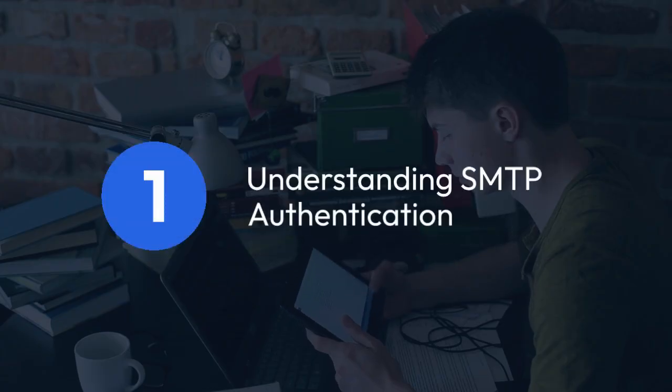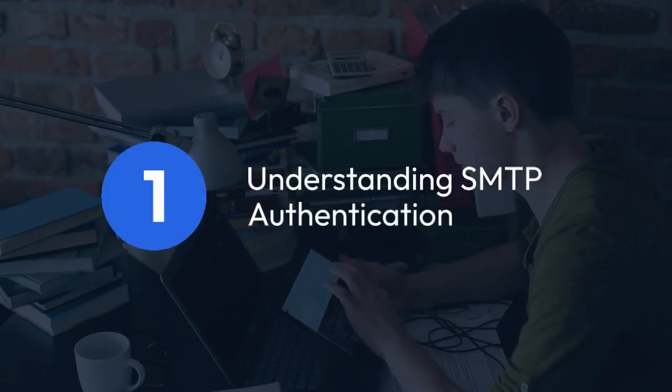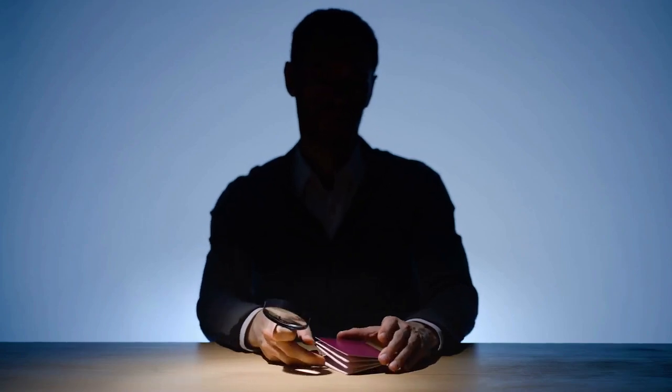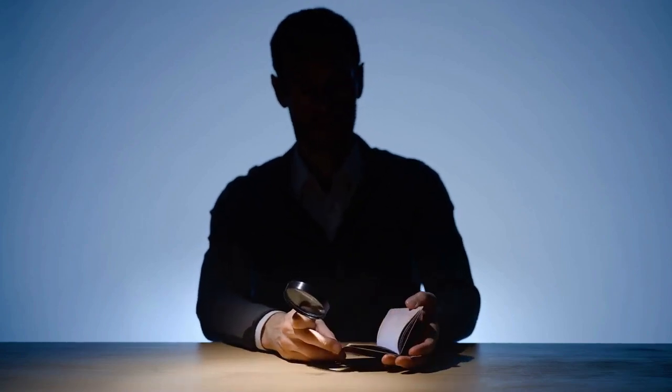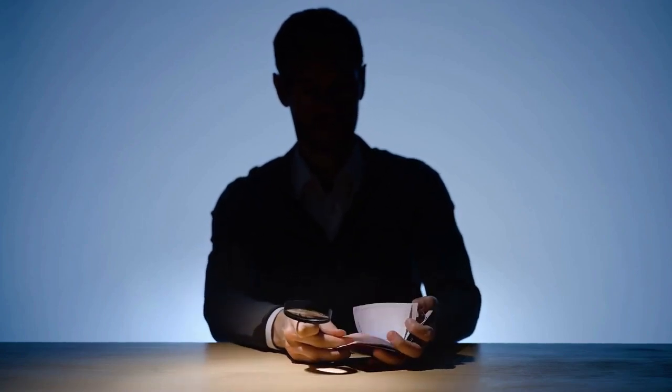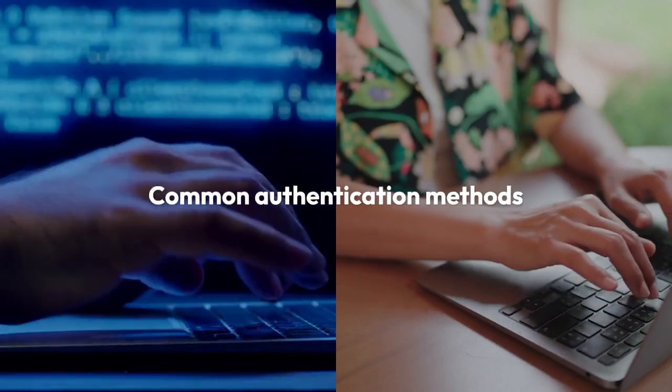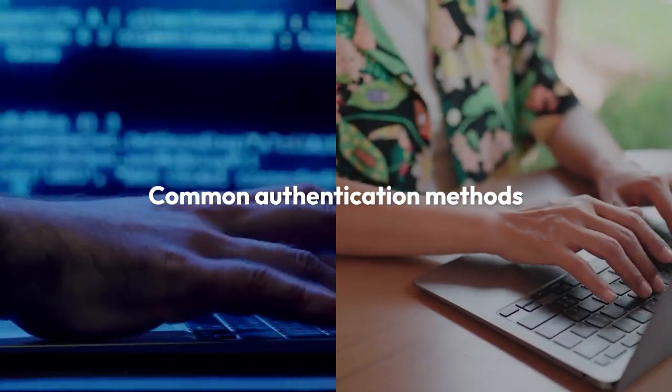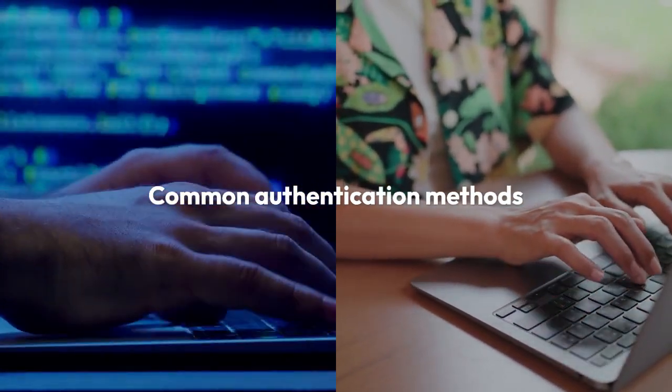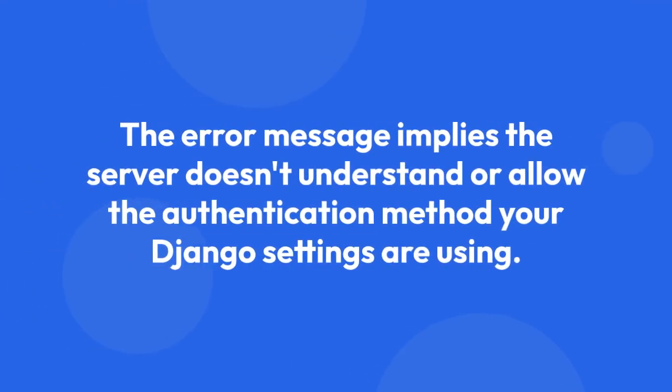1. Understanding SMTP authentication. SMTP, or Simple Mail Transfer Protocol, is the standard protocol for sending emails. Authentication is crucial for security. It verifies your application's identity to prevent unauthorized email sending. Common authentication methods include login, plain, and CRAM-MD5. The error message implies the server doesn't understand or allow the authentication method your Django settings are using.